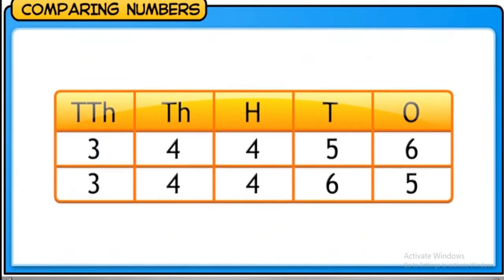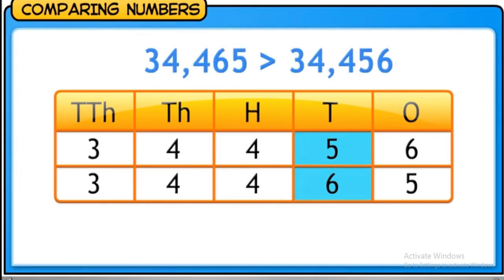Starting from the leftmost of the 10,000s place, we see that the digits at this place are the same in both the numbers. Similarly, we find that the digits at the thousands and hundreds place in the two numbers are also the same. At the tens place, we find that the digits in the two numbers are different. The number that has the greater digit at this place is greater than the other number.